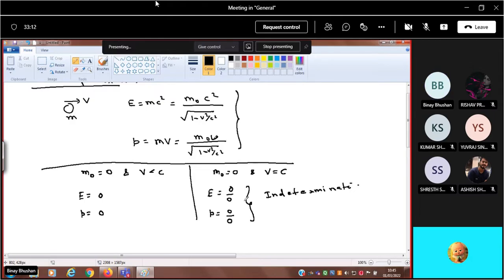Right? Yes, that quantity might exist. We are not able to determine it. That means E and P can have any value. कुछ भी हो सकता है. हम लोग उसको डिटरमिन नहीं कर सकते हैं.